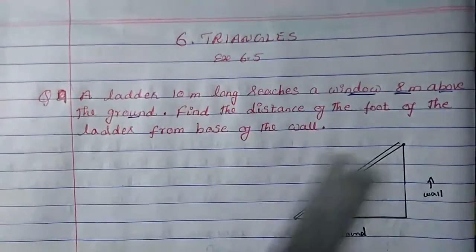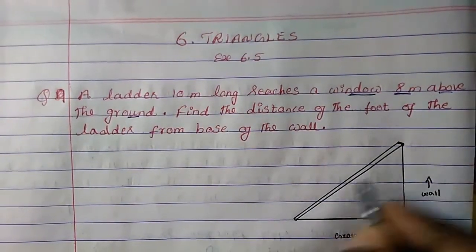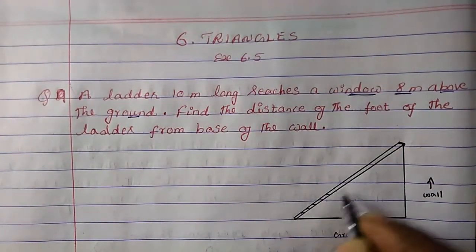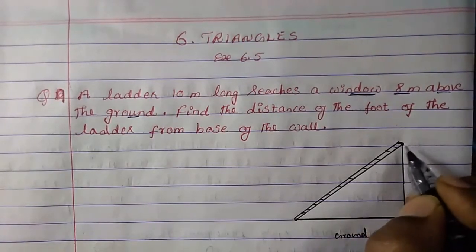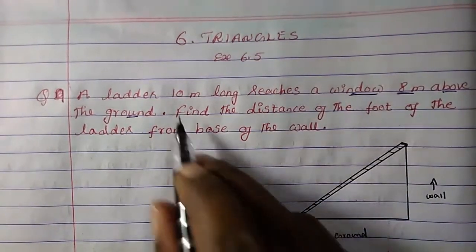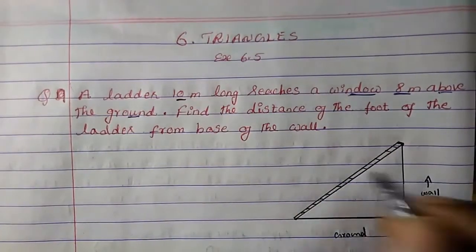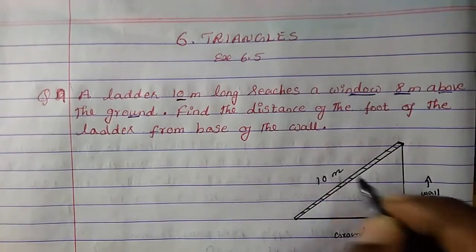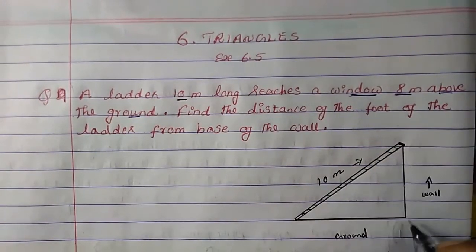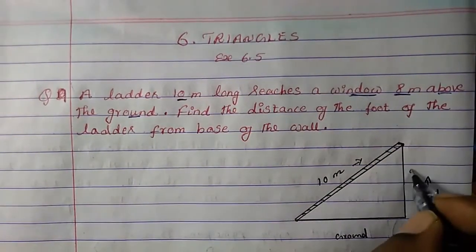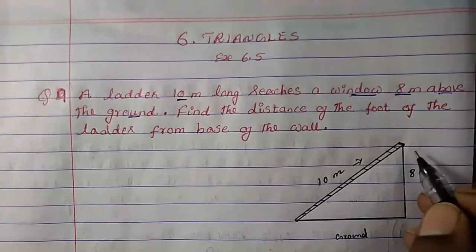Okay, so you have seen ladder. So ladder is like this. You have to climb. So this is a window here. So ladder is here. Ladder is of how much? 10 meter. And window is how much? From the ground, height is 8 meter. So this is 8 meter.